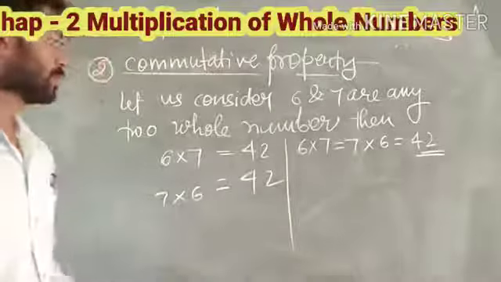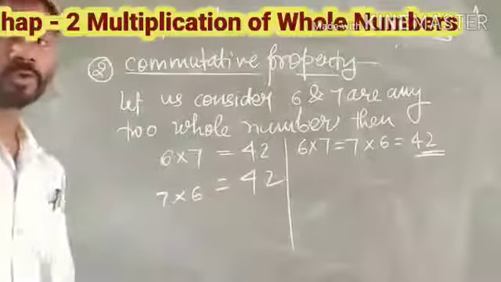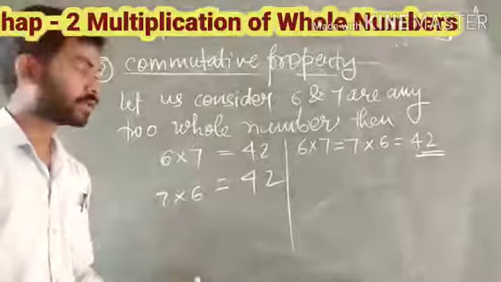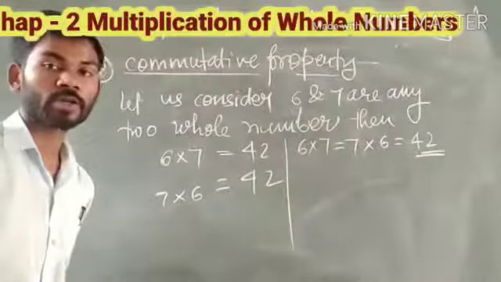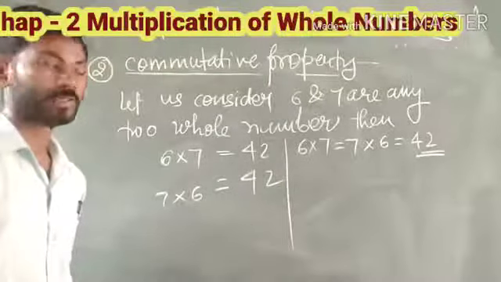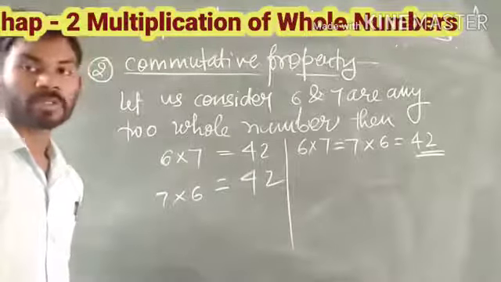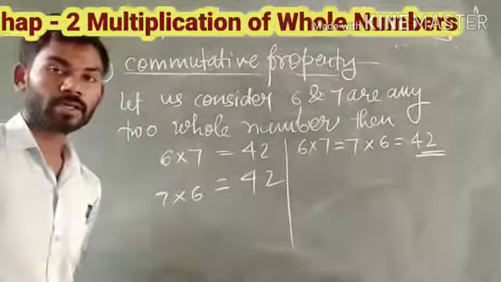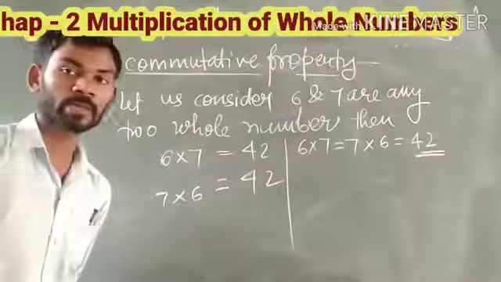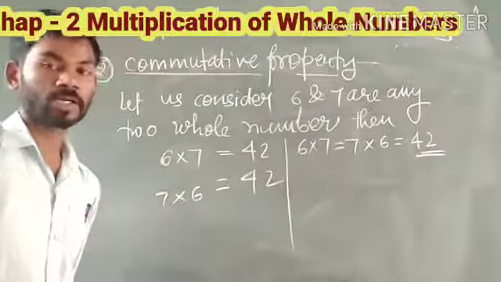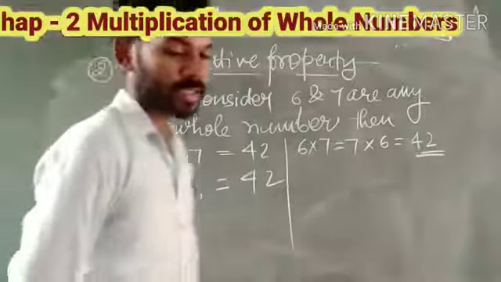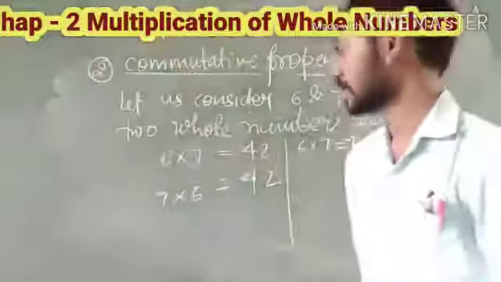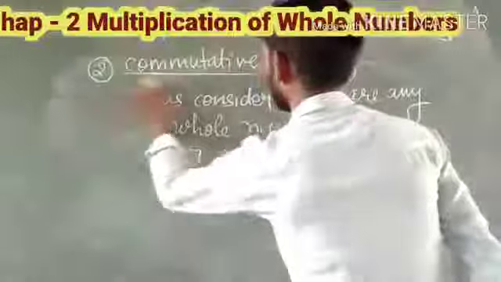So here we can see that the whole number holds good the commutative property under the operation of multiplication. And I hope the solution is clear and the concept of commutativity of multiplication is also clear. Now let's see the next, that is the associative property.